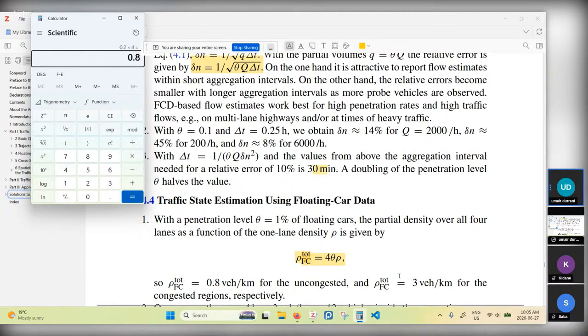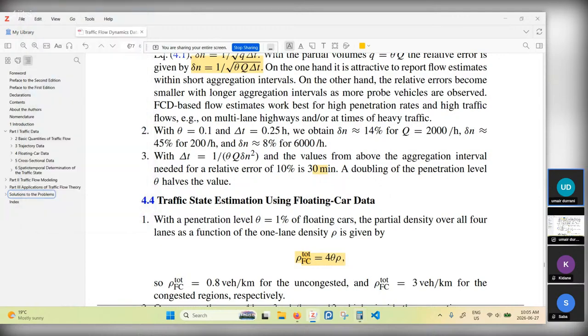And the same thing for the density of 75. So we have 75 divided by 100 times 4. That gives us 3 vehicles per kilometer. So this is the partial density from floating car data. Any questions?